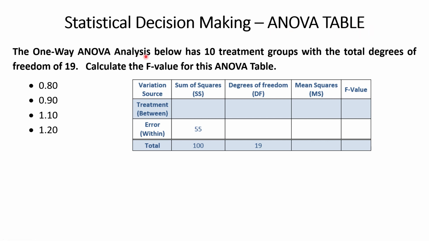So we have a one-way ANOVA analysis, and we have 10 treatment groups and a total degrees of freedom of 19. What we have to do now, the problem statement is calculate the F value for this ANOVA table. Let me show you how to do that.